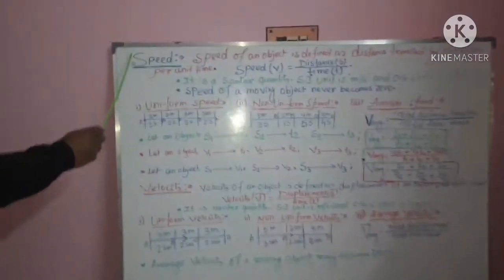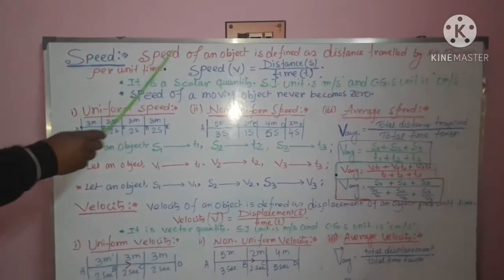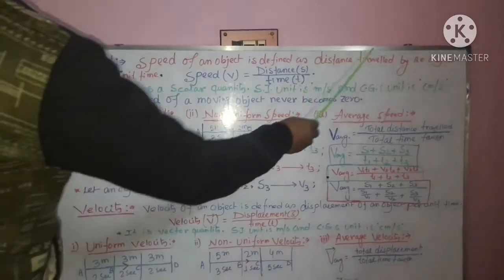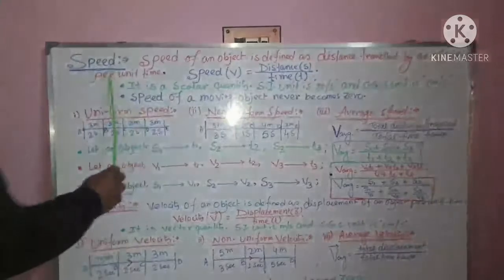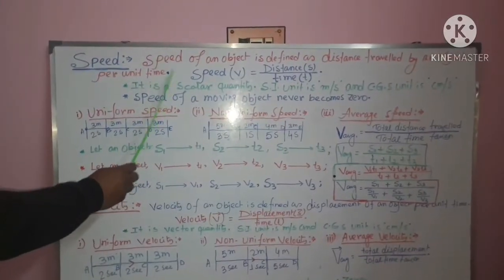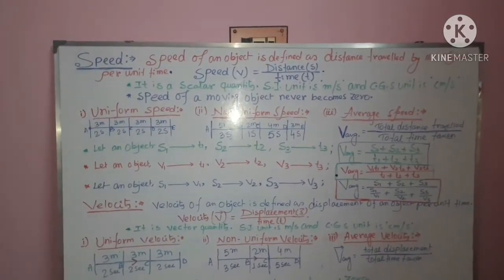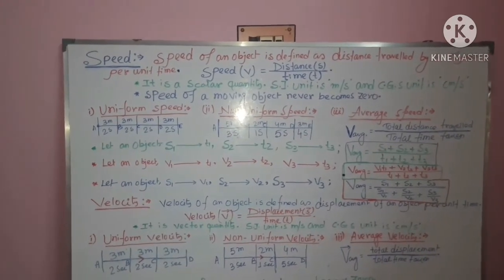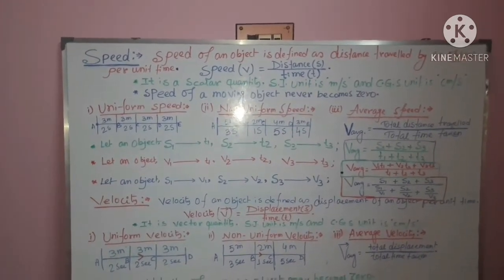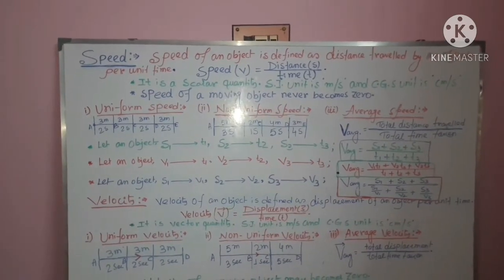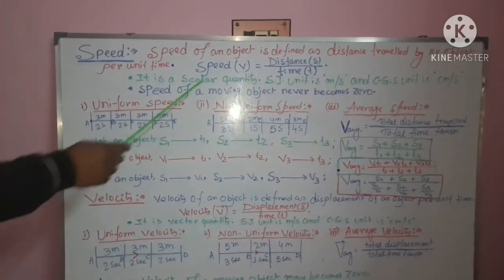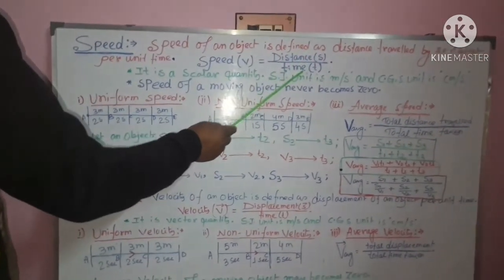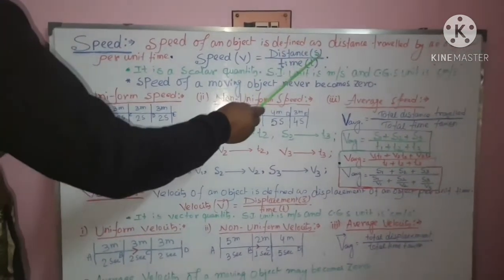Speed. What is speed? Speed of an object is defined as distance traveled by the object per unit time. So therefore, the distance traveled by an object per unit time is known as the speed of the object. Mathematically, you can write speed equals distance by time. That is v equals s by t.